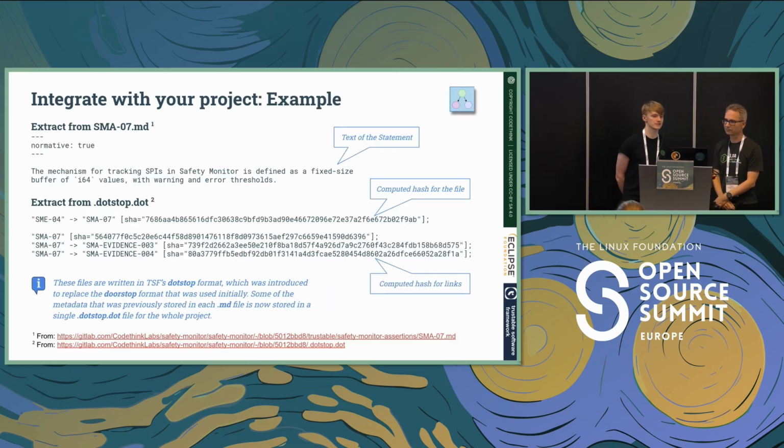How does it work in practice? At the top, you have SMA, Safety Monitor Assertion 7. It has that single sentence we saw before, but you also have a different file that essentially contains all these identifiers and the hashes that are related to the relationships between the identifiers and the text themselves, such that if something changes, you can see that.